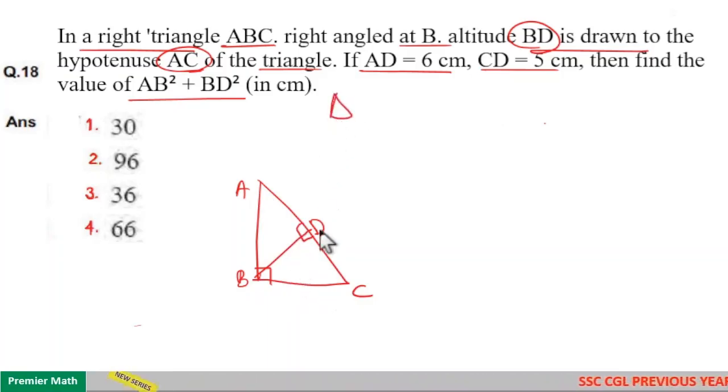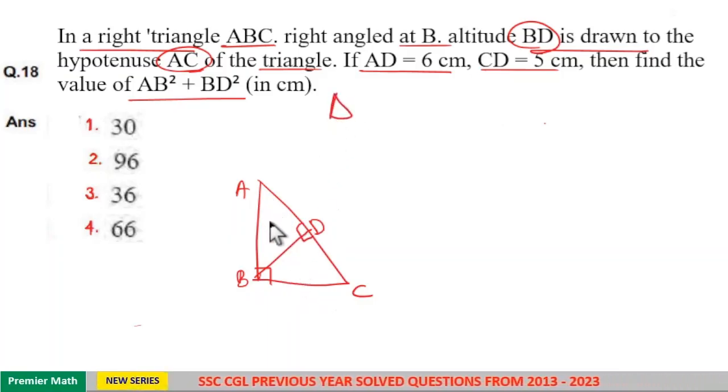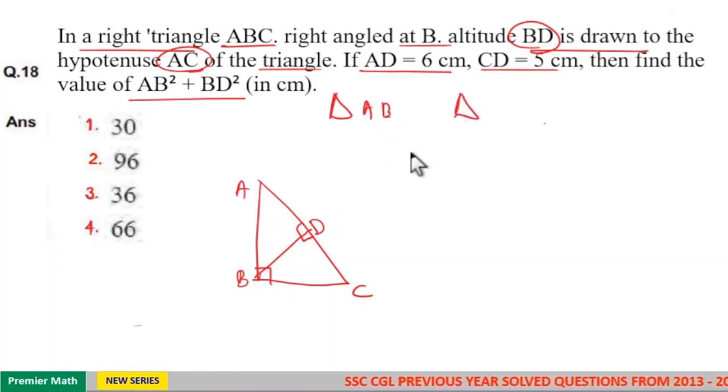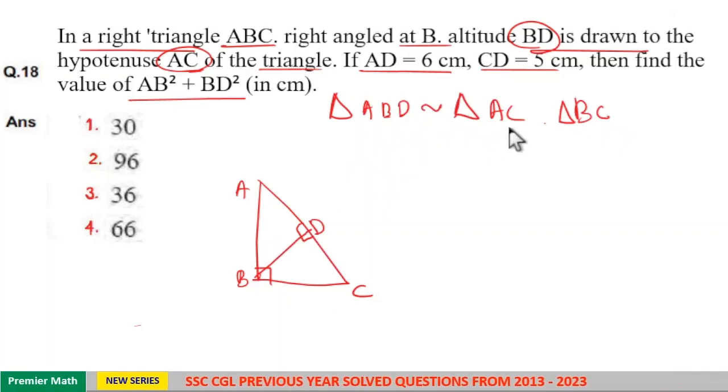Now write the similar triangles. Always write the corresponding sides first. These three are right angle triangles, so I'll write the hypotenuse first. In this smaller triangle the hypotenuse is AB, in this larger triangle it is AC, and in this lower smaller triangle it is BC. So ABD is similar to ACB, which is similar to BCD.